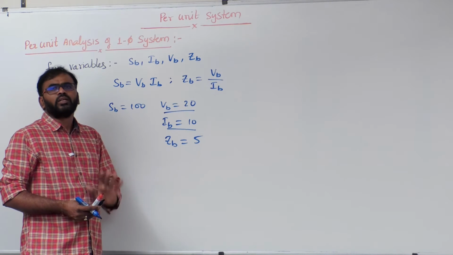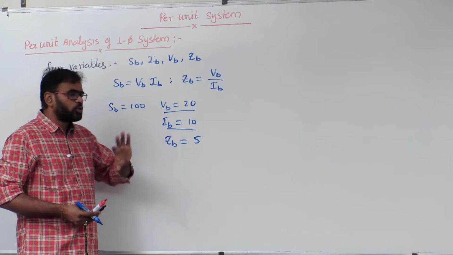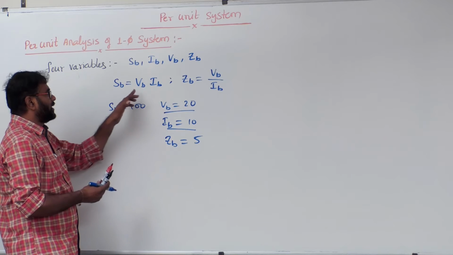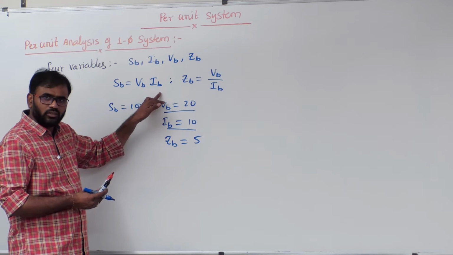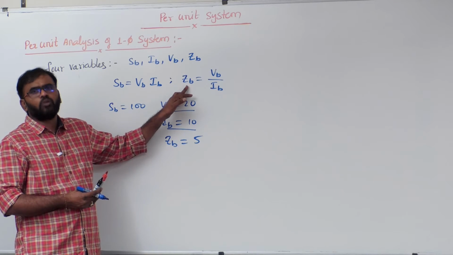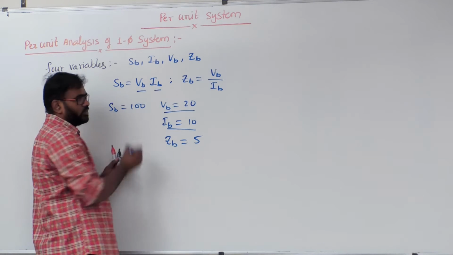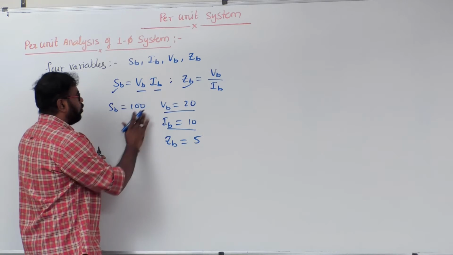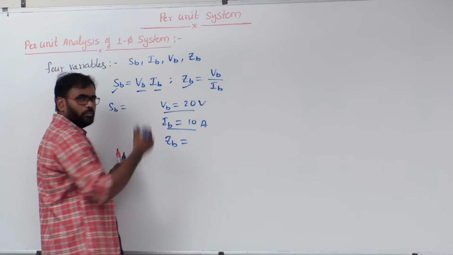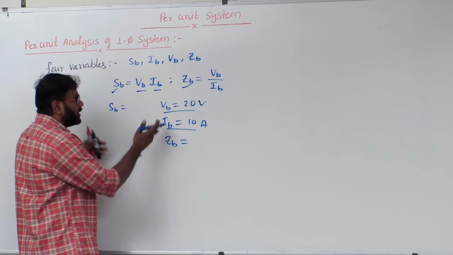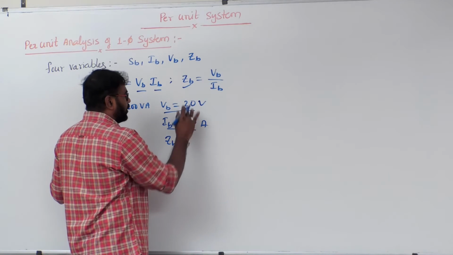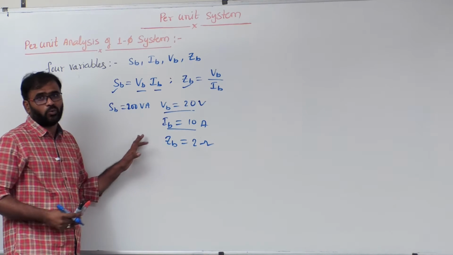It's not correct. That is why, to avoid the confusion, select 2 variables first as base quantities. The remaining 2 variables you need to calculate. For example, I am selecting V and I, and I can calculate S and Z. V and I you have selected as 20 volts and 10 ampere, that is the base voltage and base current. I can calculate S and Z. What is S now? 20 into 10, that is 200 volt ampere. What is Z? 20 by 10, that is 2 ohms. Now this is correct.